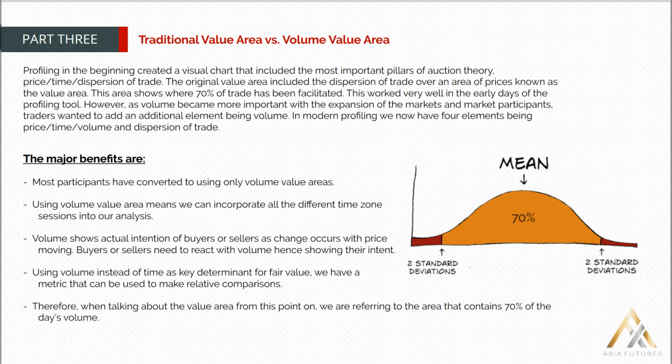Now, the important thing to understand is not whether it's wrong or right to do one or the other. It's about picking one and then sticking with your methodology. So let's look at some of the advantages of using volume as a preferred choice for your value area instead of the traditional value area. The first one. Most participants nowadays have converted to using only volume value areas, and I'll explain to you why. First and foremost, using volume value area means we can incorporate all the different time zone sessions into our analysis. Now, what do I mean by that?